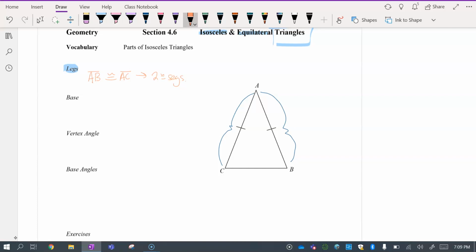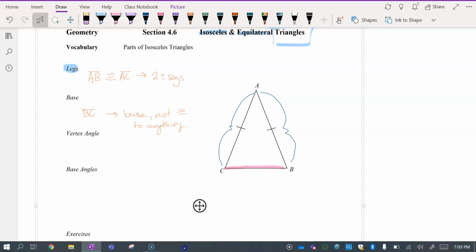Okay, then we have the base. The base is the leftover. Okay, so here the leftover is the base. So we have BC. So segment BC is the base, right? And it is not congruent to anything. Okay, I know it's something that we can see. We just have to know that it's not congruent. If it was congruent, that would make it equilateral, but in this case it is not.